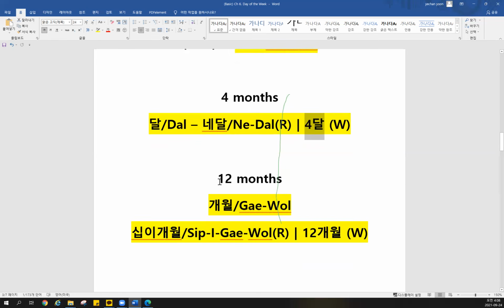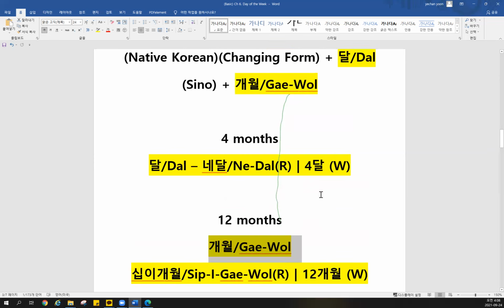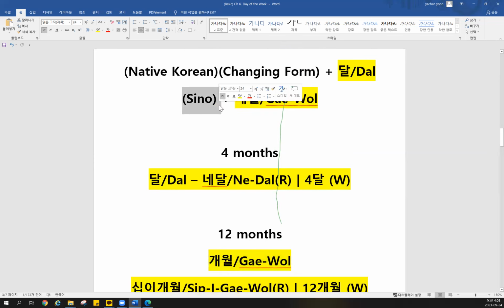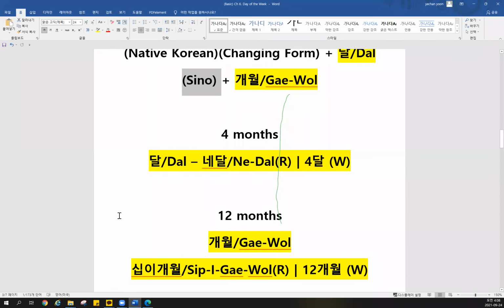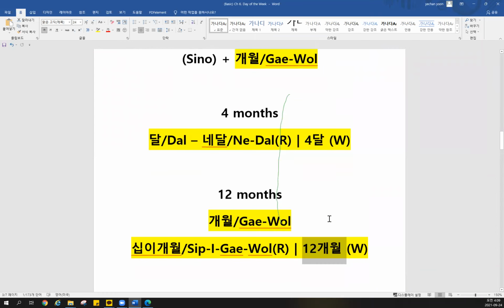Let's go to the next one. 12 months, how can you say it? If we want to use 개월, we have to use it with what? The Sino counting version. What is 12 in Sino counting? It's 12. So 12개월. 12개월. All right, super easy. Just write down the number and the counting word. All right, everything is so far so good.